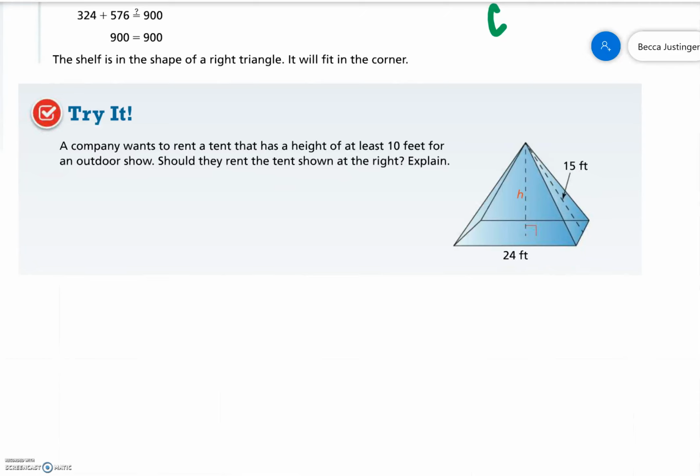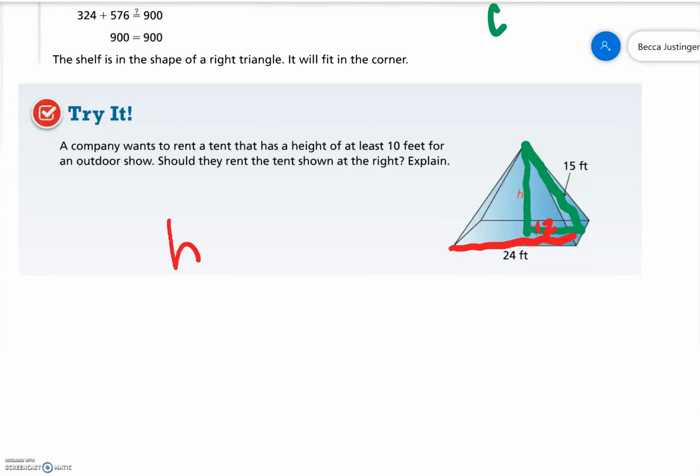A company wants to rent a tent that has a height of at least 10 feet for an outdoor show. Should they rent the tent shown at the right? So here we've got the height, we don't know that. Then we've got the hypotenuse is 15, and if this whole thing is 24, we're just going to take half of that and know that this is 12.